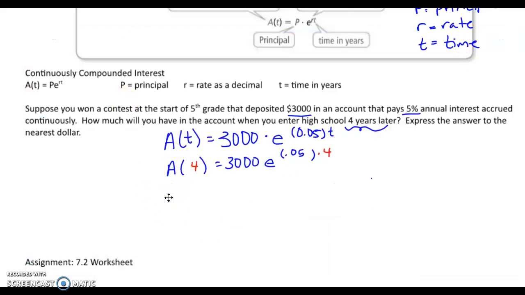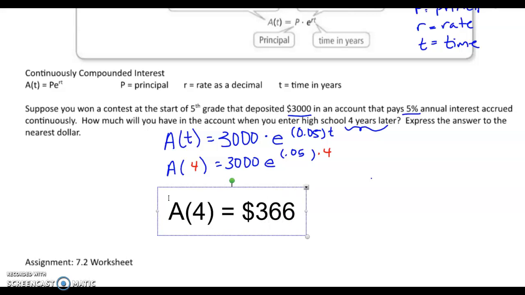So again, after 4 years, you should have in your account $3,664.21. All right, so your assignment, you've got a couple graphs to do, and then a couple of these continuously compounded interest problems.